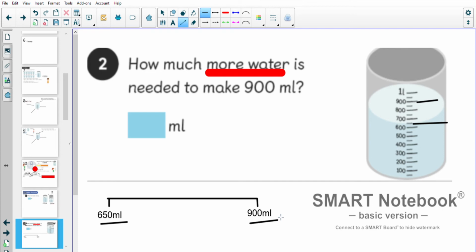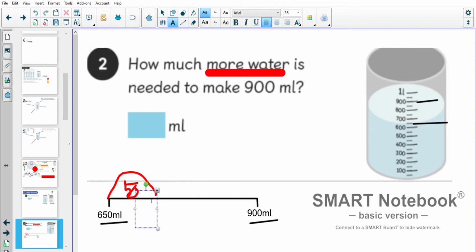So like we did before, I'm just going to jump. Let's see if I can use the pen and this goes well. So again, I'm going to jump the 50 to get to 700. Oh, that's a funny looking 700. Let's use the typer instead.